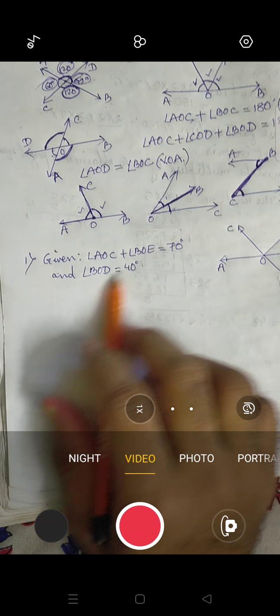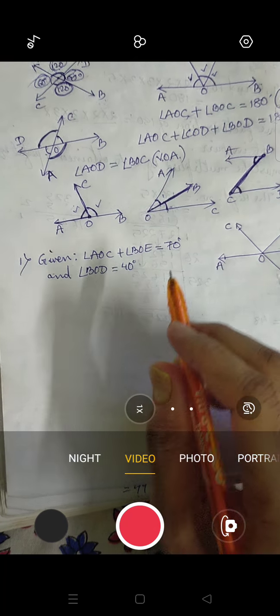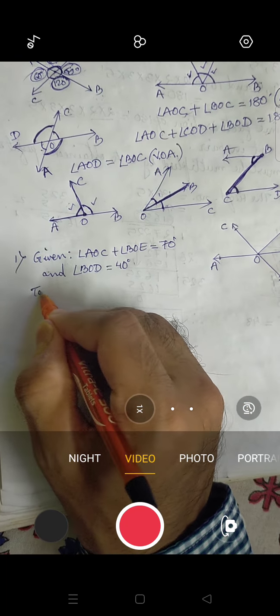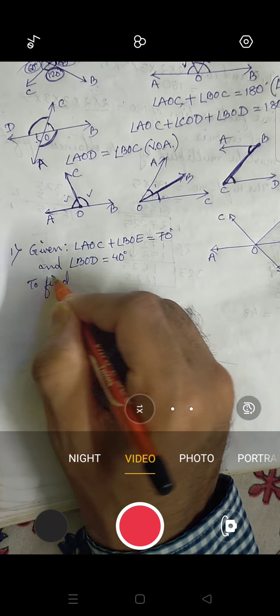You can pause the video. Once you have written "given," then here it is said "find." So once given is over, then you will write "to find." I have written a shortcut, you can write properly from the book. That means what we need to find in the question.